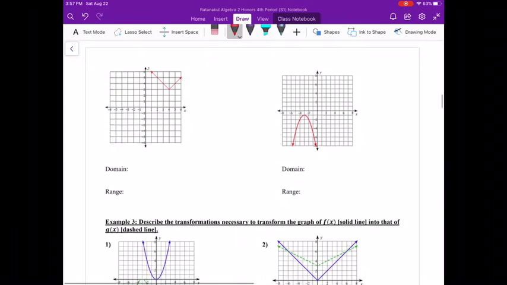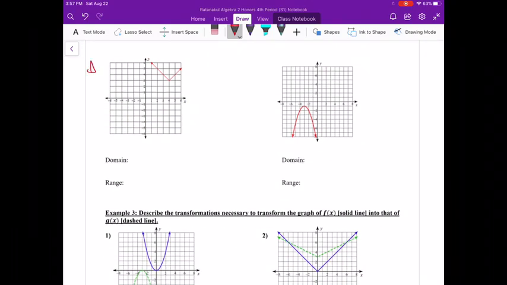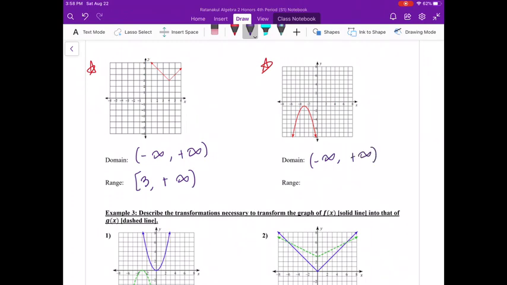So what I would like you to do right now is pause the video and go ahead and try these 2 on your own, and then I'll go over the answers. All right, hopefully you guys tried these 2, so let's go over the answer. For this first one, your domain should have been negative infinity to positive infinity, and your range should have been 3 to positive infinity. For this next one here, domain is negative infinity to positive infinity. The range is negative infinity to -1 with the bracket.